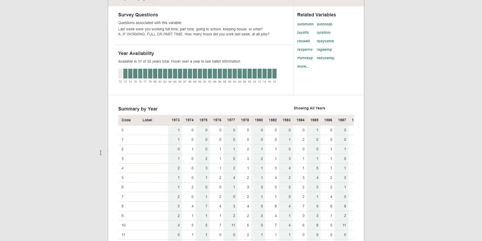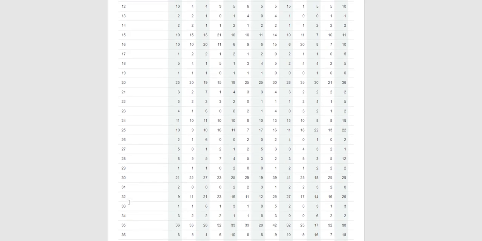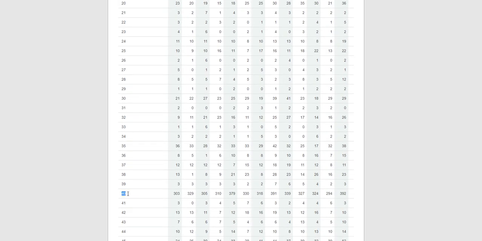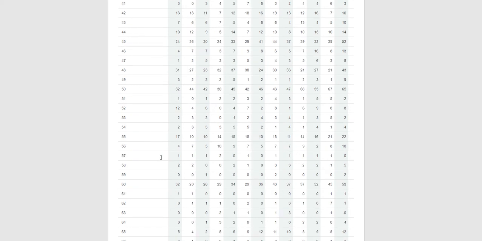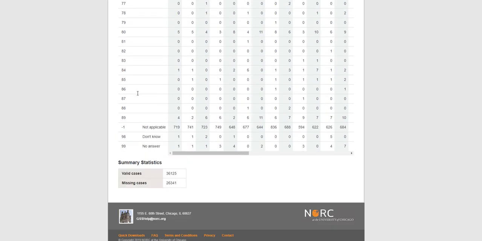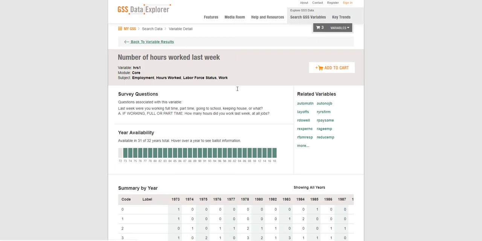then you can see the data. So for example, this one has all of these different codes. So for example, 40 people replied. These are the people who replied that they worked 40 hours last week. And it just continues on with as many different responses as they gave. Some people replied that they didn't know, and there were some people who did not give an answer.